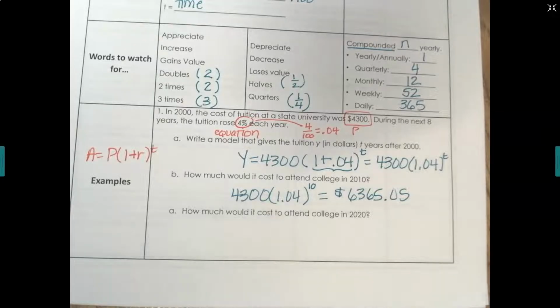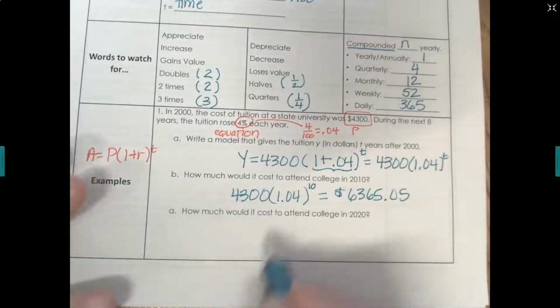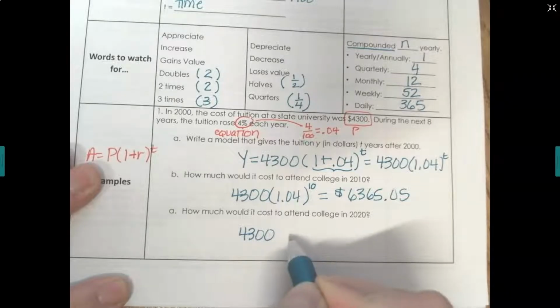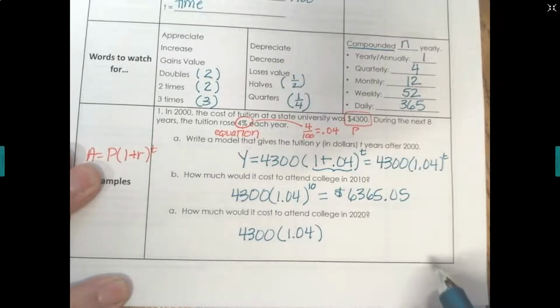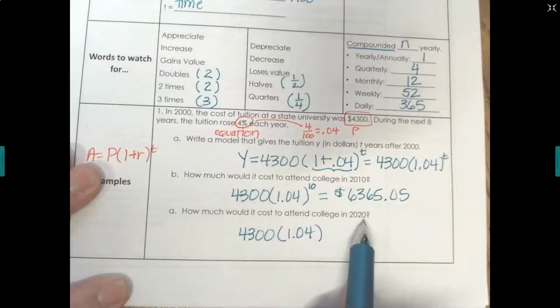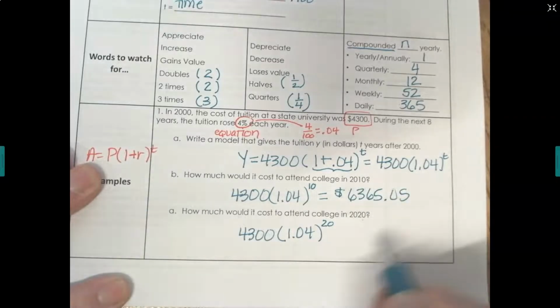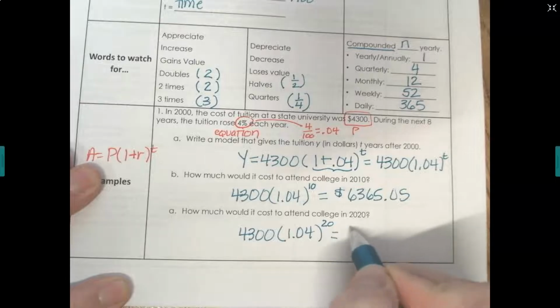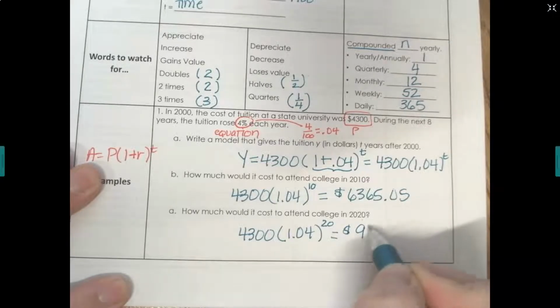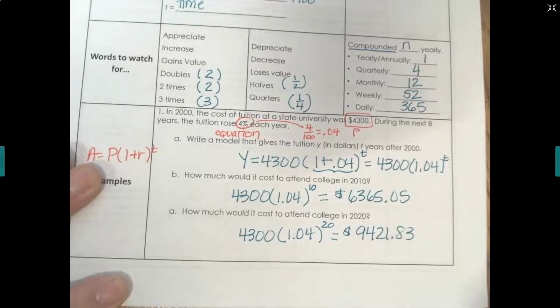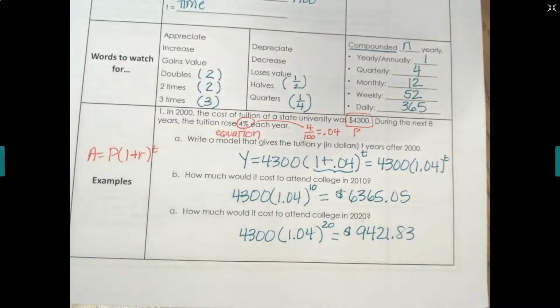Let's try it again. What would it cost to attend college in 2020? So it's $4,300 in 2000. We have a growth factor of 1.04. Well, 2000 to 2020 is 20 years. We'll plug in 20 there. And when we put that through our calculator, you get $9,421.83. All right, let's take a look at the back of this.